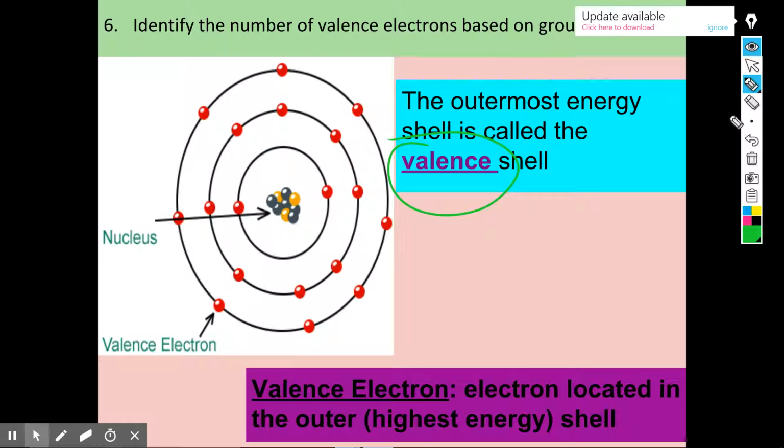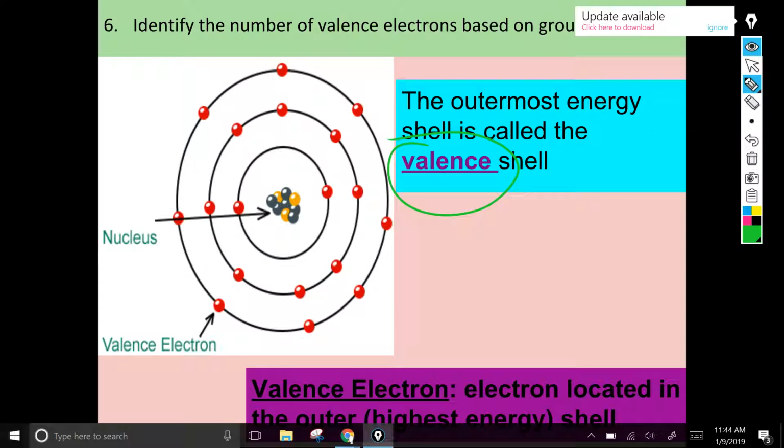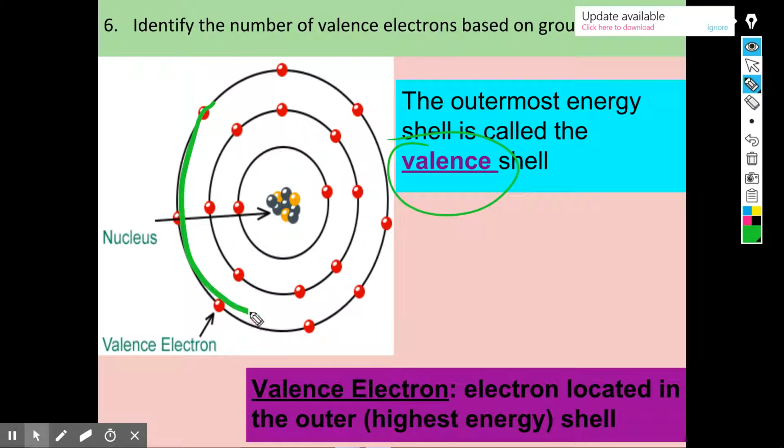So we've had some practice doing Bohr models now. And so this outer shell is our valence shell. That's what it's referred to, the one on the outermost energy level or shell that contains electrons. That is the valence shell. That's number 1 on your paper.